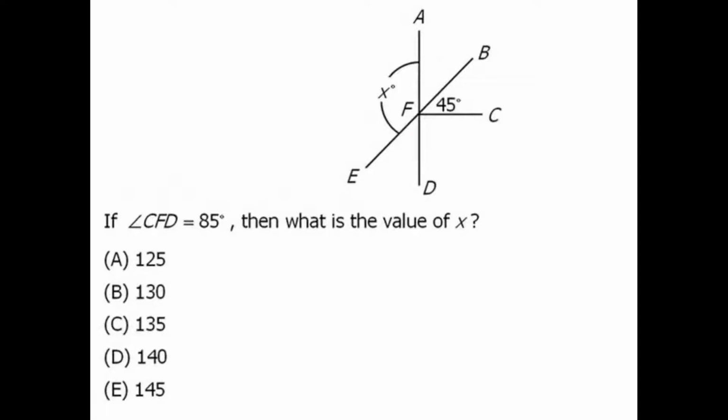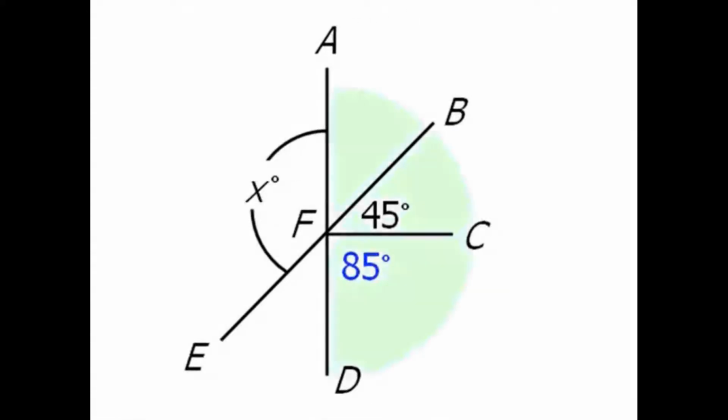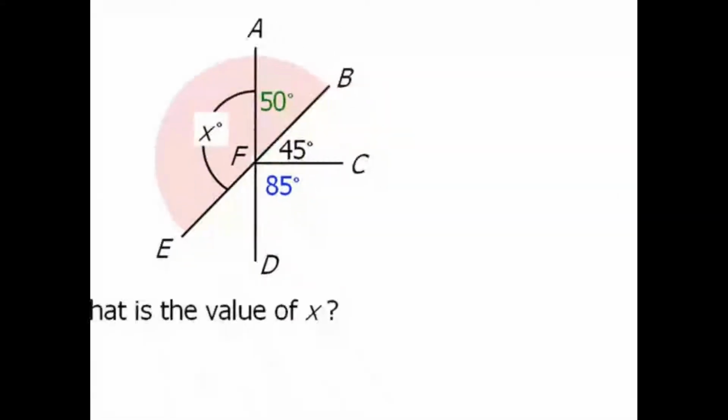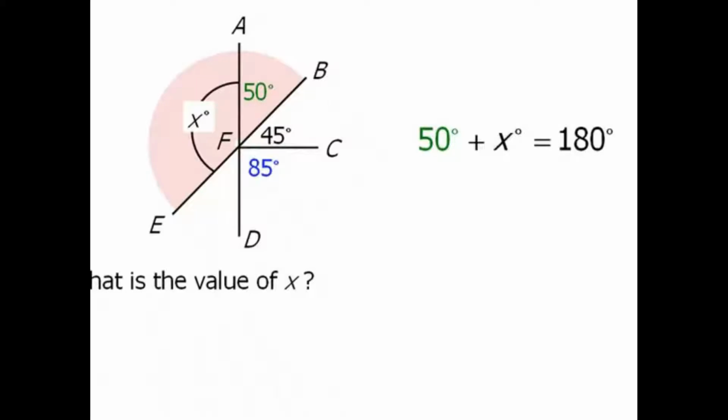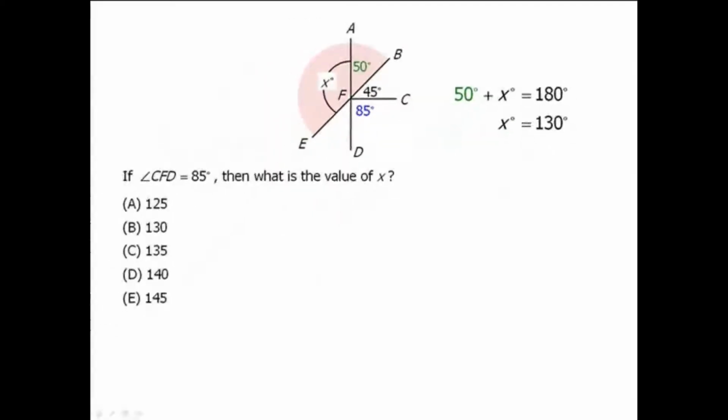Okay, we're told that angle CFD equals 85 degrees, so let's place this information on our diagram. And now we see that we have three angles on a line. We know that angles on a line add to 180 degrees, so we can determine that this angle must be 50 degrees. And now notice that we have two angles on a line here, 50 degrees and x degrees, and we know that they must add to be 180. So we can solve this for x to get x equals 130. So our answer is B.